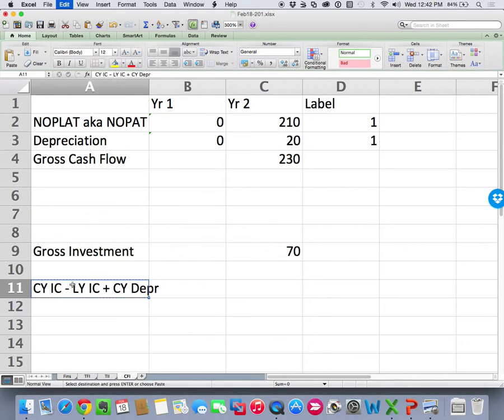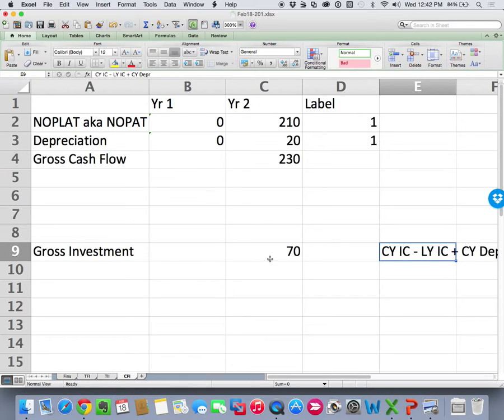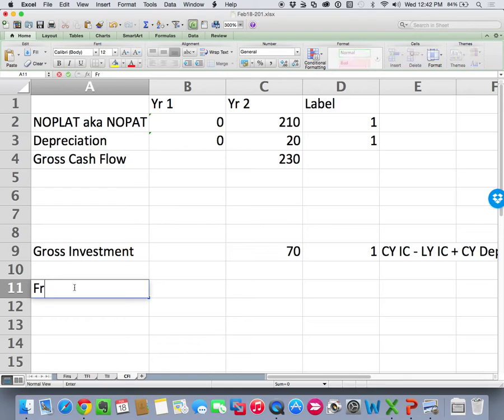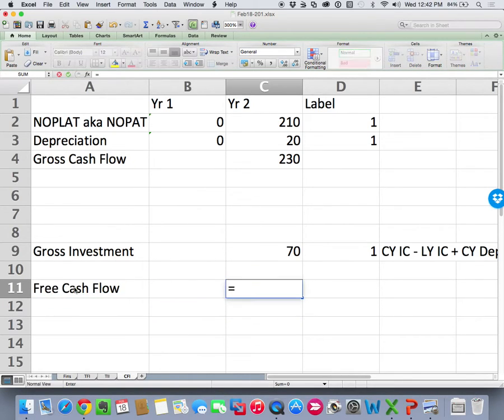which means free cash flow, so I'll move this formula over here, it's operating free cash flow equals gross cash flow minus gross investment. And that would be a correct answer.